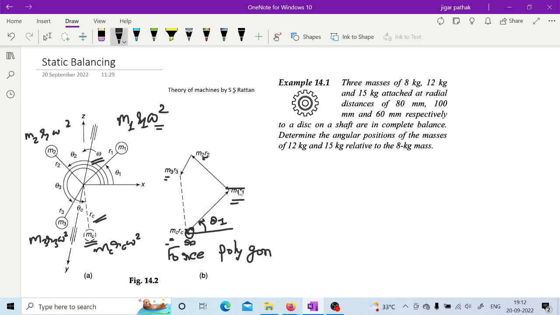So m1 r1, then the theta 2 angle is given, so from the positive x direction you will take angle theta 2 and you will draw this m2 r2. You will definitely choose a suitable scale in order to draw this, right? Actually, drawing this kind of polygon is not new for you.